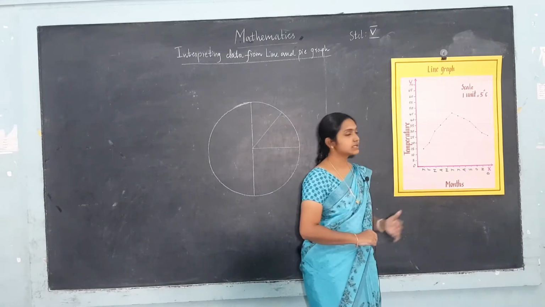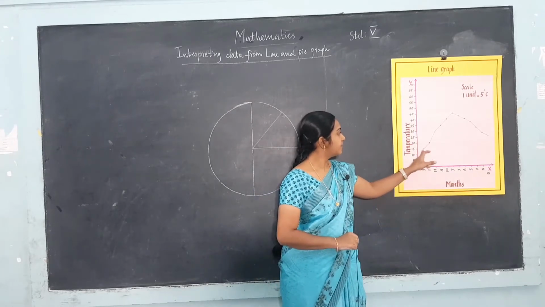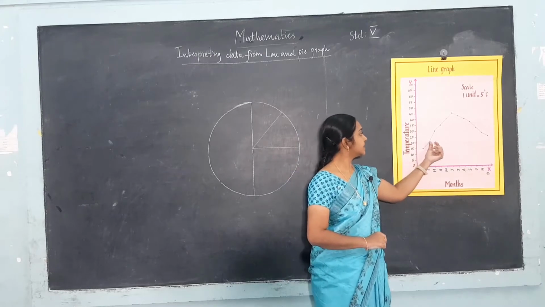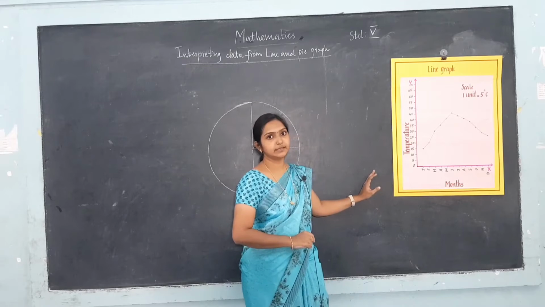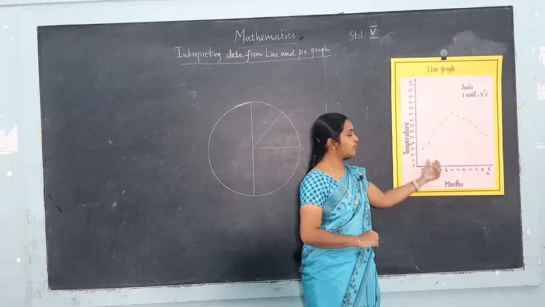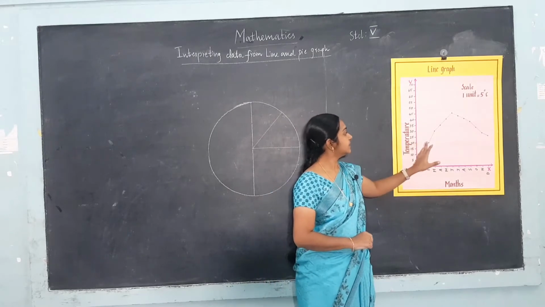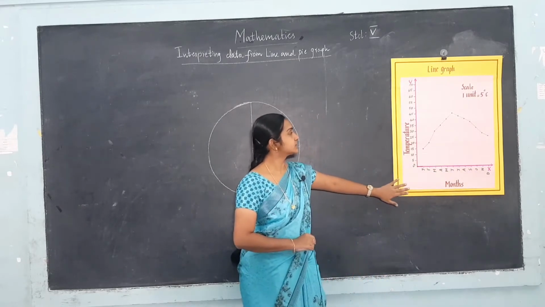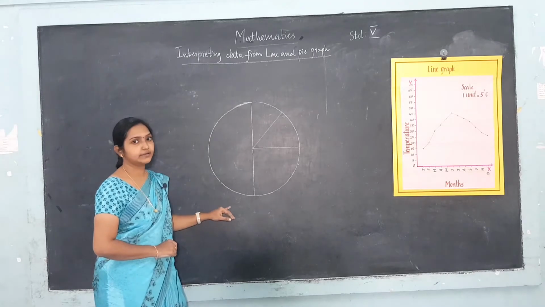This is called as line graph. Instead of representing the data in bars, rectangular bars, here a point is there and the points are connected by lines. So this is called as line graph. And this is called as pie graph.